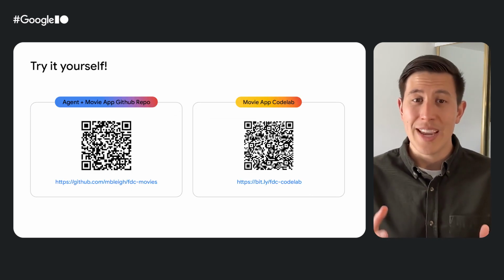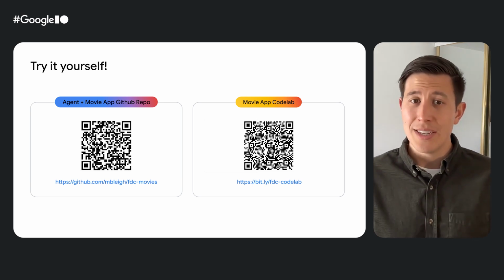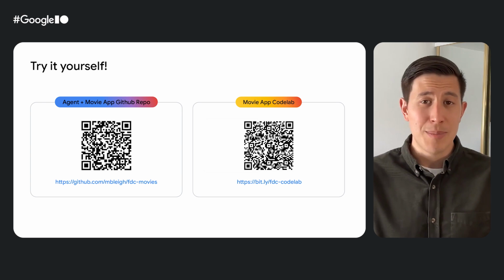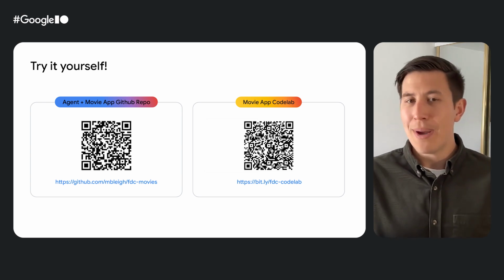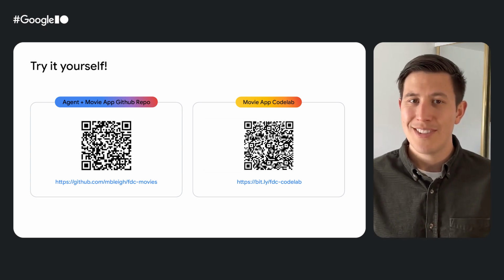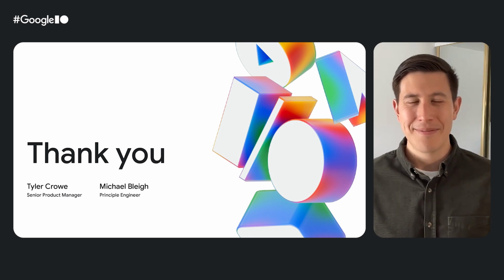You can clone the agent and movie app at the GitHub repo with the QR code. And if you want to just start with the app and semantic search, you can follow the step-by-step instructions with our code lab. Thank you, and happy hacking.